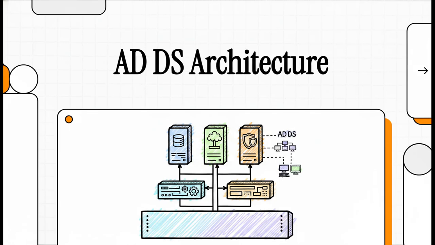Welcome to this explainer. Today, we're unpacking the architecture that quietly runs almost every Windows enterprise network in the world: Active Directory Domain Services, or ADDS. Since ADDS is literally the foundation everything else sits on, we're going to do this right. No rattling off vocabulary words. We're looking closely at the actual structures that make it tick.